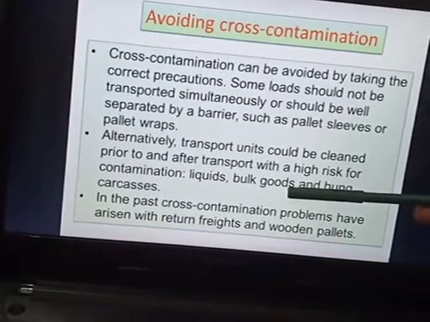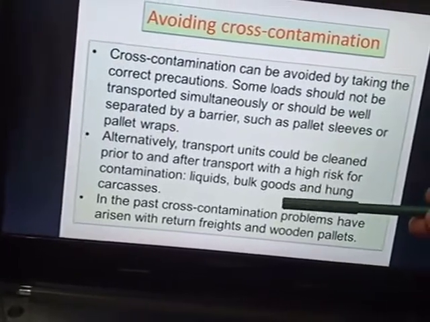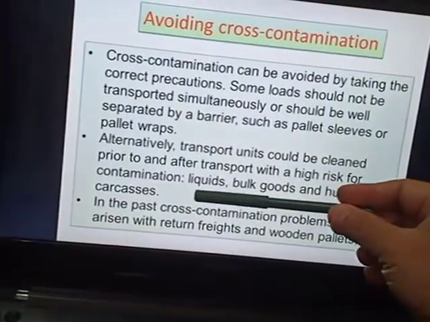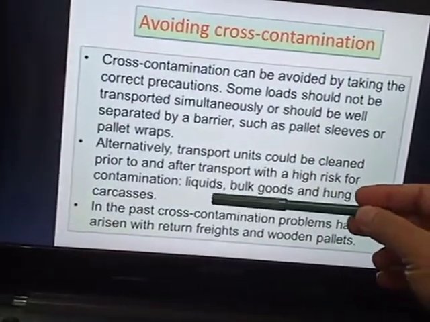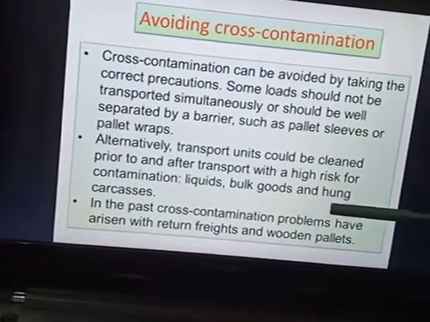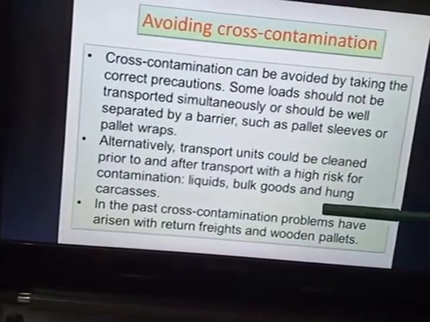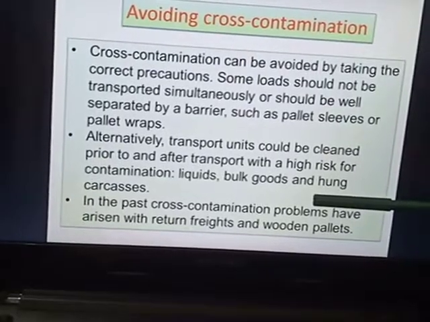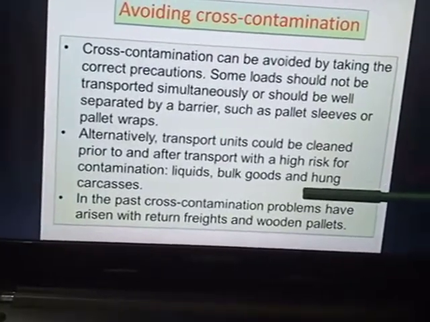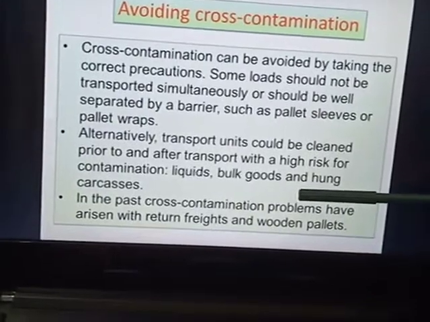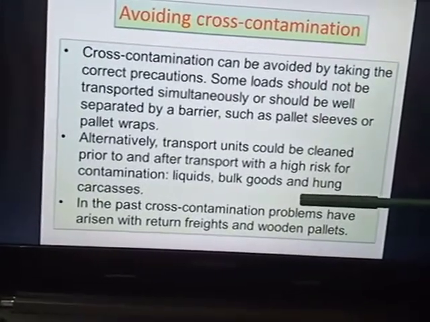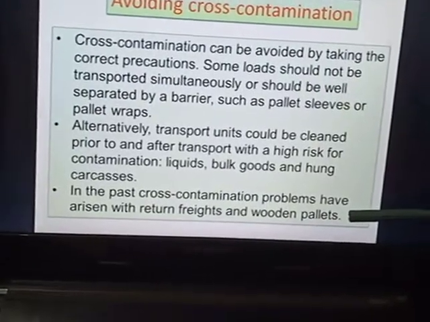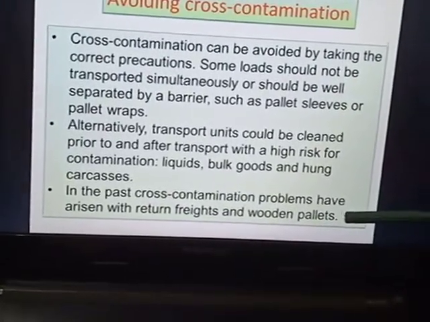Alternatively, transport units could be cleaned prior to and after transportation with a high risk of contamination: liquids, bulk goods, and hung carcasses. So you can transport different materials with the same lorry, but it needs to be cleaned beforehand. In the past, cross-contamination problems have arisen with return freights and wooden pallets.